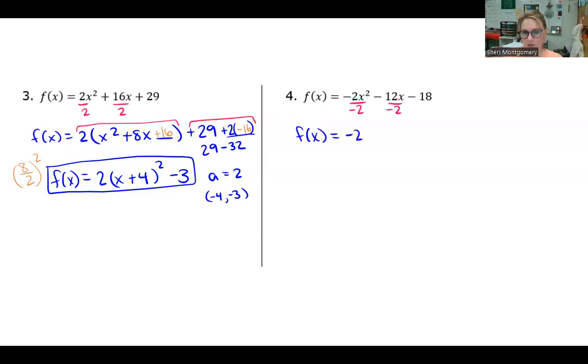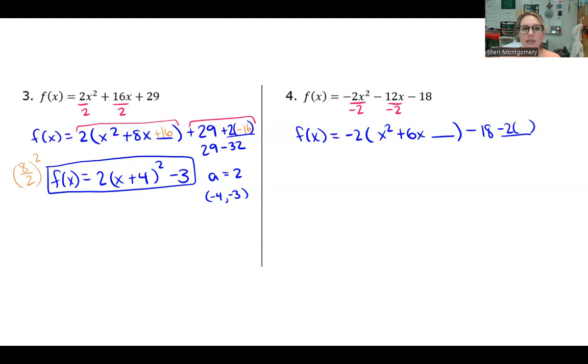So I get negative 2 in front. Negative 2 divided by 2 gives me 1. So I have x squared. That's what I need. Negative divided by negative is a positive. 12 divided by 2 is 6. I'm going to leave myself a blank. Minus 18. I leave myself a blank, but it has to be minus 2 parentheses with my blank.